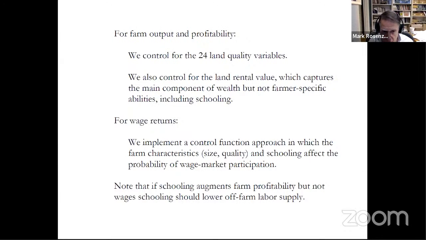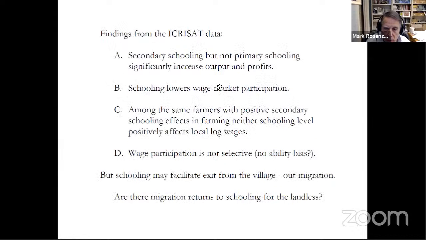And it's pretty obvious what's going to identify that. Basically, the farm characteristics, the size of the land, the quality of the land, and schooling are going to affect whether or not a person works in the market. And what we should see is sort of a revealed preference of the differential effects of schooling on profitability in farming and on wages, is that the more schooled the farmer is, the less likely he is to work for wages, controlling for farm size and everything else, right? Because he gets a much higher return from that schooling in farming.